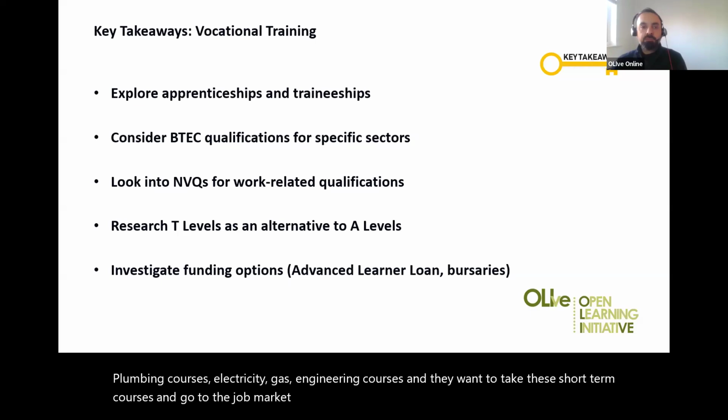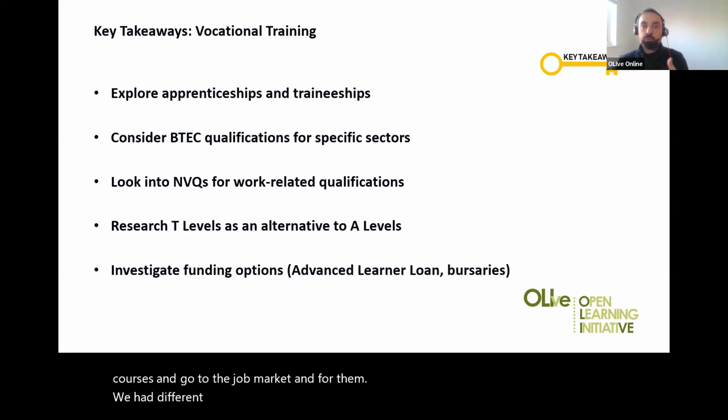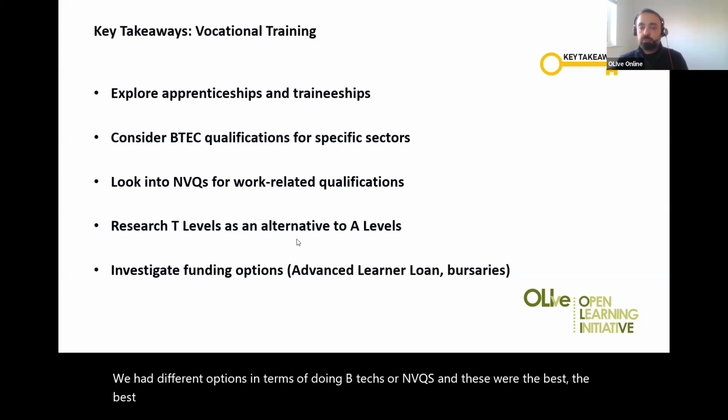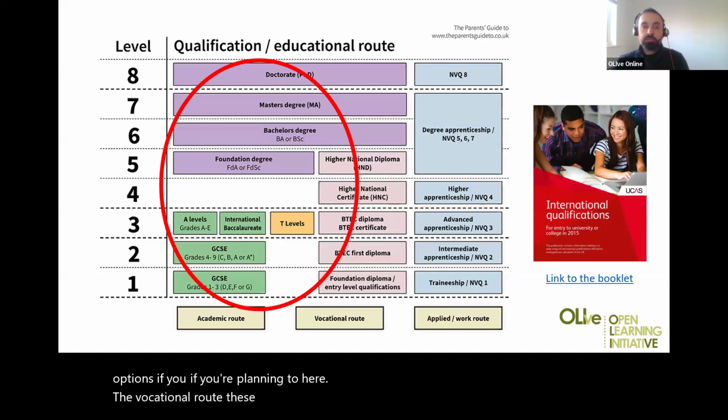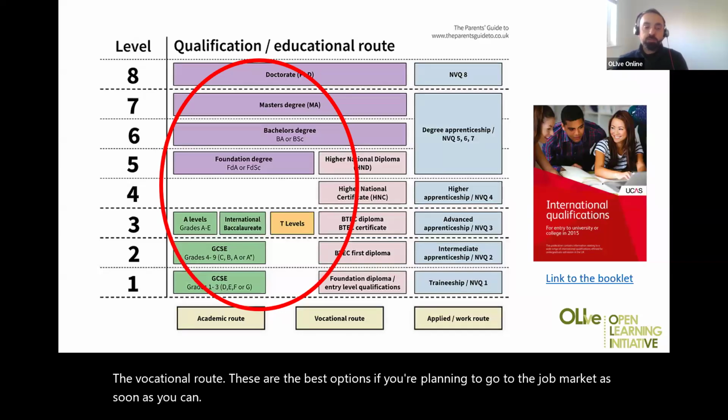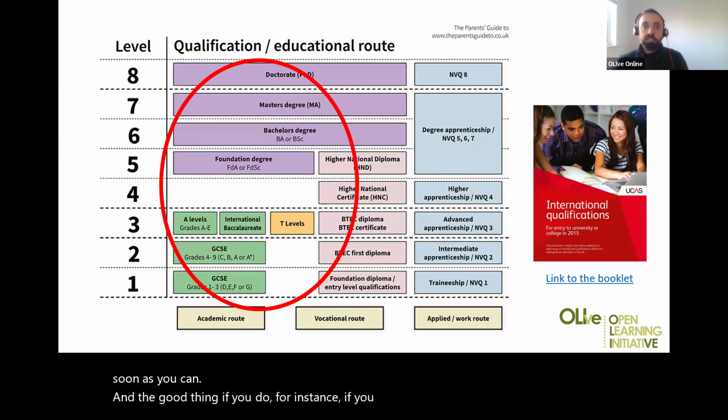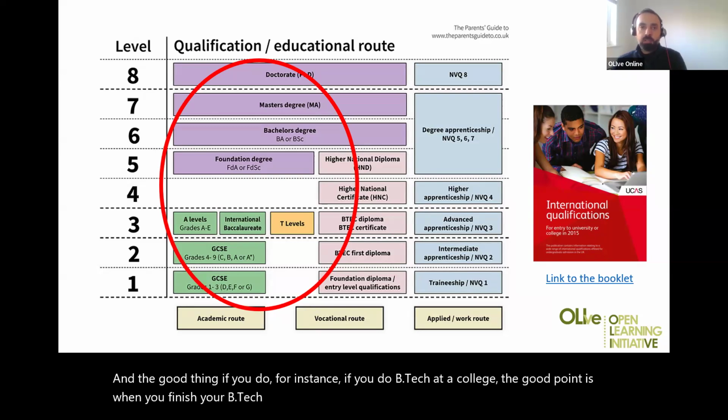And for them, we had different options in terms of doing BTECs or NVQs, and these were the best options if you are planning to take the vocational route. These are the best options if you're planning to go to the job market as soon as you can. And the good point, if you do a BTEC at a college, is that when you finish your BTEC, you can start working.